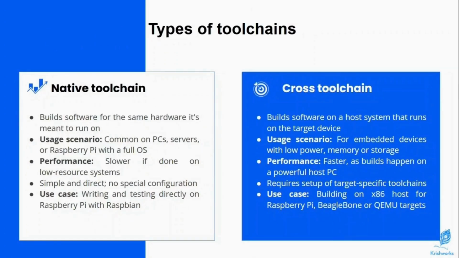Types of toolchains. There are 2 types: native and cross toolchains. Native toolchains build software on the same hardware it runs on, like developing directly on a Raspberry Pi. It's simple but slow for low-resource devices. On the other hand, cross toolchains let you build on a powerful host PC and run it elsewhere, like on a BeagleBone or Raspberry Pi. This is essential in embedded systems where resources are limited.